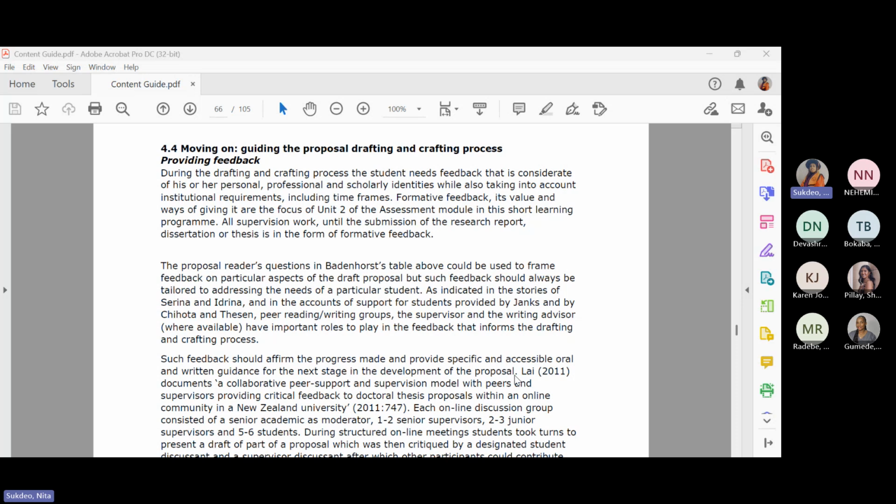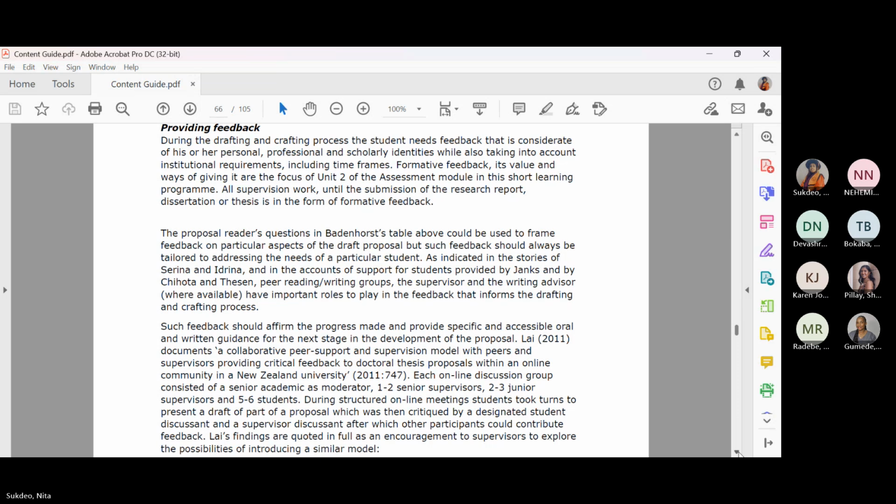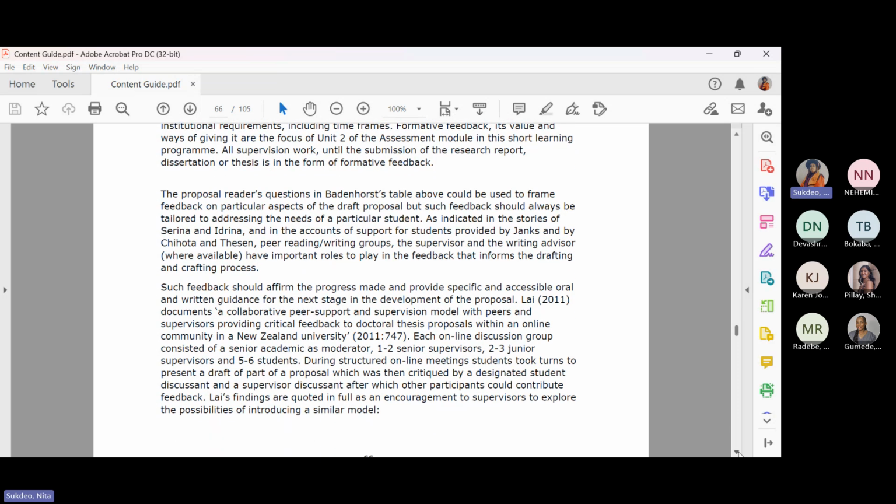Some supervisors I know use rubrics, right? And they mark according to that or provide feedback according to that. So what are some of the ways in which you would provide feedback to your students on a first draft? It's not the final proposal, the first draft when they're starting off their research process. How do we provide feedback? How is feedback provided to the students?